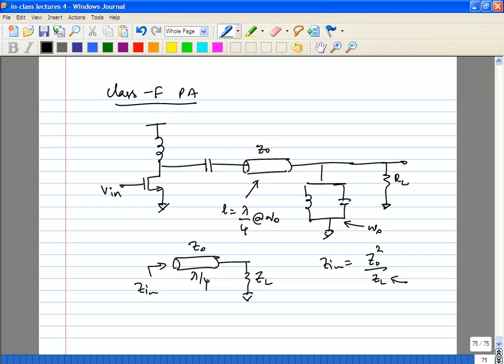right? At short circuits, at odd multiples of omega naught, you are going to get 2n plus 1 times lambda by 4. At 2n plus 1 omega naught, this parallel resonance is going to be a short, so it's going to create an open here. So you're going to make sure that only omega naught flows through the transformer.